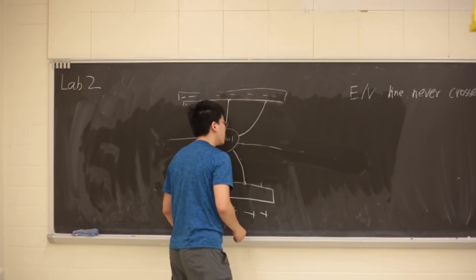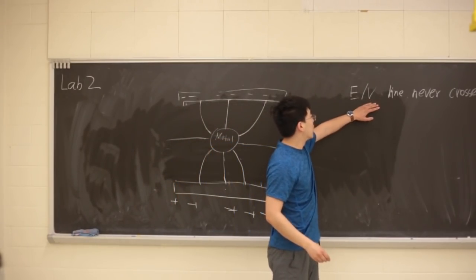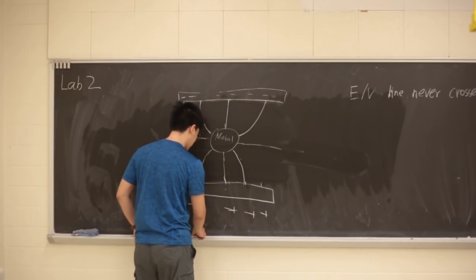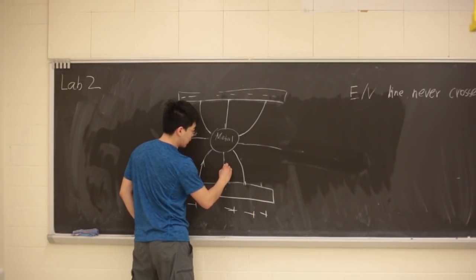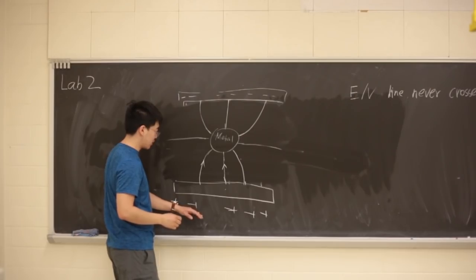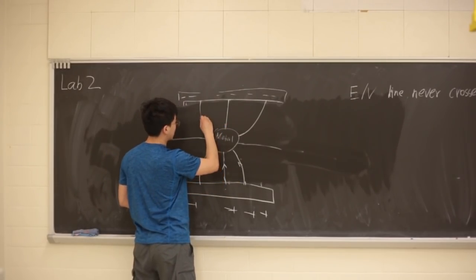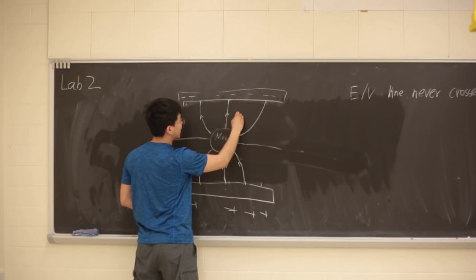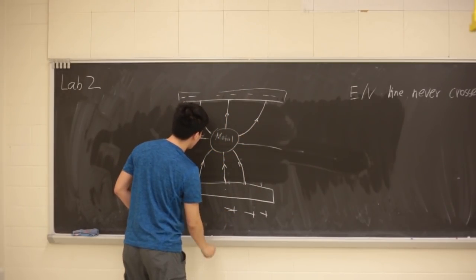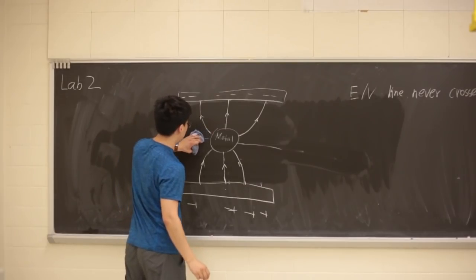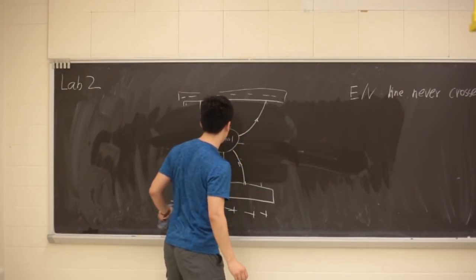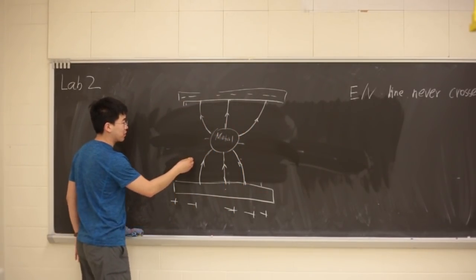And we know that the equipotential line is perpendicular to the field line. And also you know that the electric field line is going from positive to negative. So it looks like this. Maybe let's not include this line, as that will be more confusing.